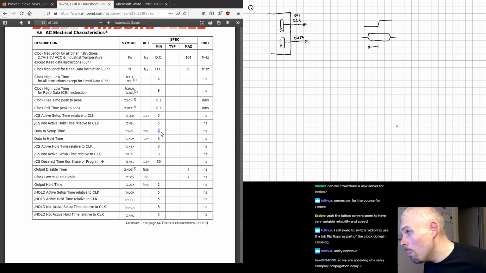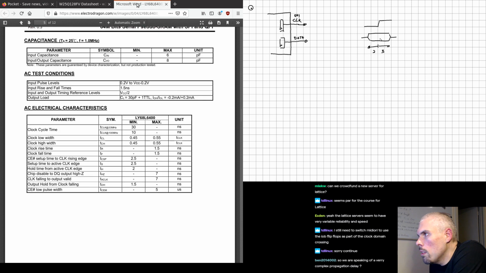We need to set it up 2 nanoseconds before, and it needs to stay valid for at least 3 nanoseconds after our clock edge. So far, so good. Now let's check the PSRAM so that we meet its timing as well. It has a setup time of 2.5 nanoseconds and a hold time of 2. So there's slightly more setup time and slightly less hold time.